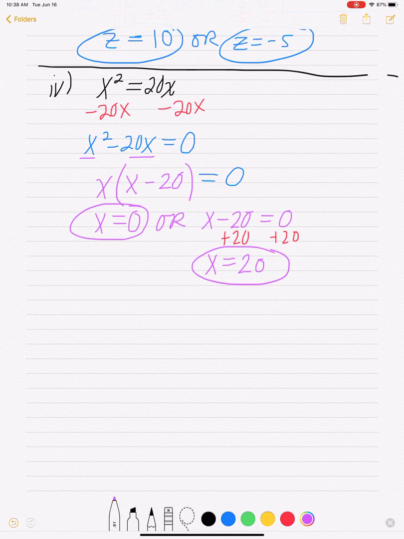So I got two solutions. If I plug in 0, this equation will be true. If I plug in 20, this equation will be true. Either one of these works. All right, so that's a little different, that type of problem. It's actually quite easy, though. Let's do number 5.